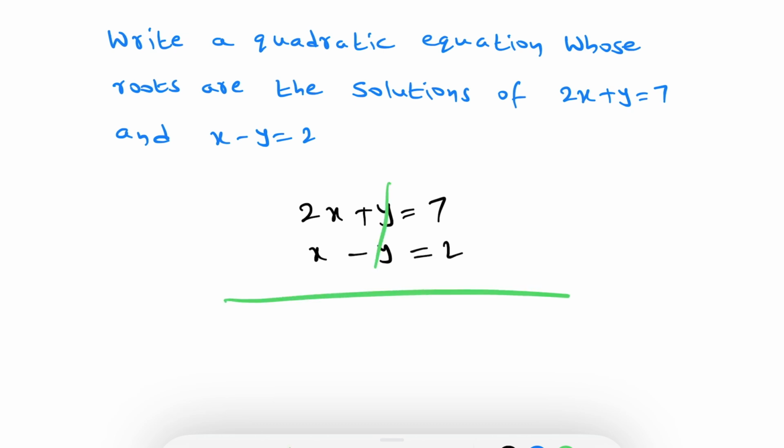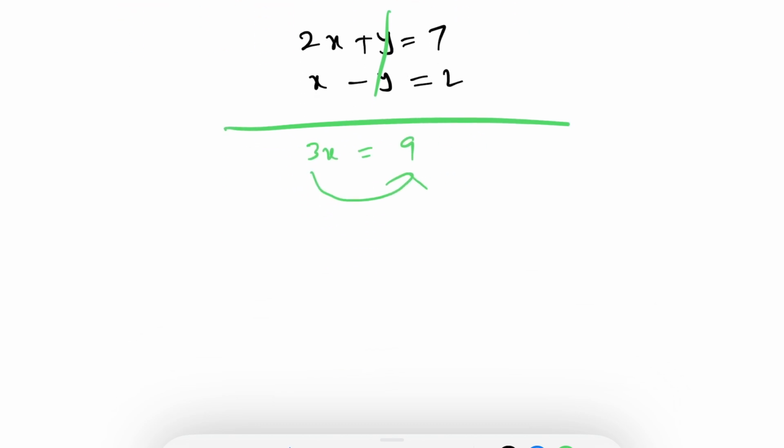Plus y minus y cancel, so I am adding both the equations here. 2x plus x, it is 3x equals 7 plus 2 is 9. Taking 3 to the right side, x equals 9 by 3, which is equals 3. So x value is 3.